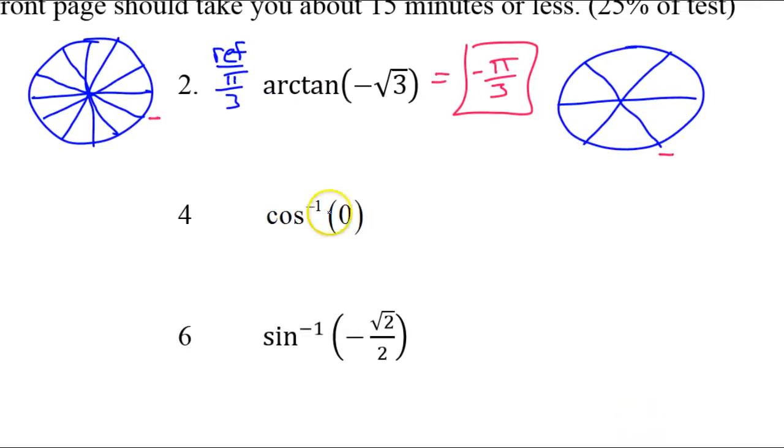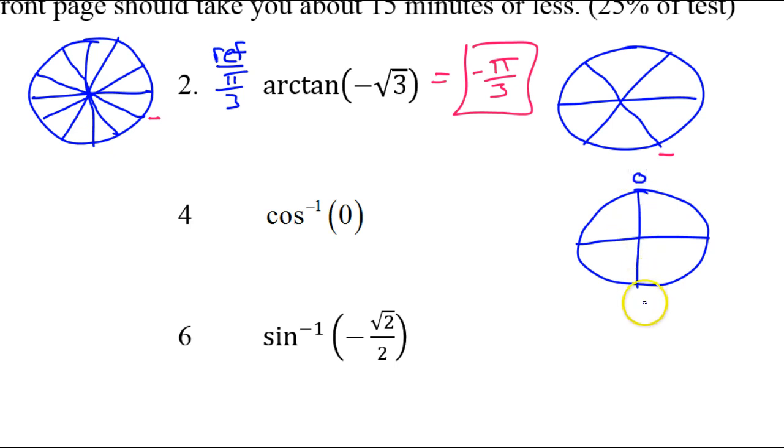Number 4. Inverse cosine is just an angle. It's the angle whose cosine is 0. So what angle has a cosine of 0? Remembering that cosine is the x-coordinate on the unit circle, there are two places that have an x value of 0, here and here. The x value is 0 here, and it's also 0 here.